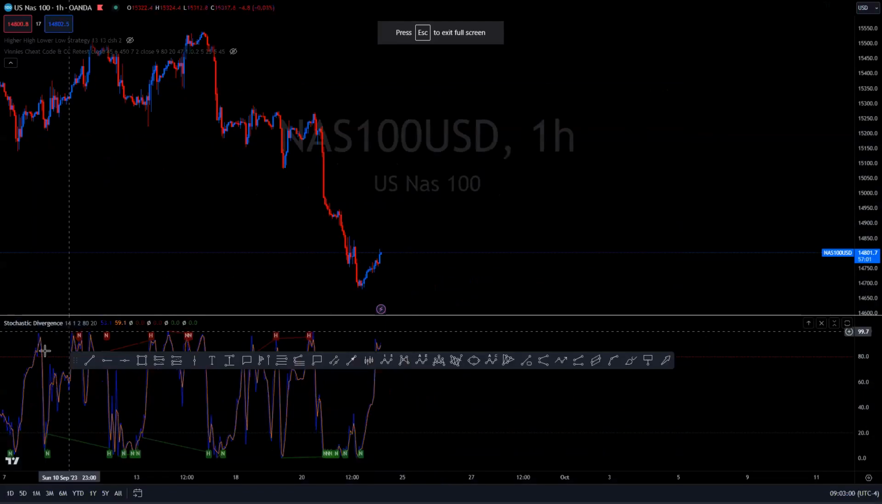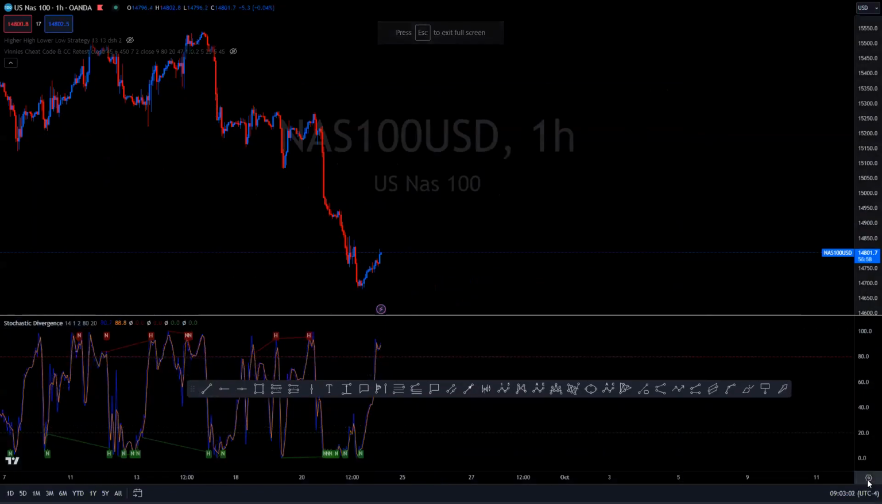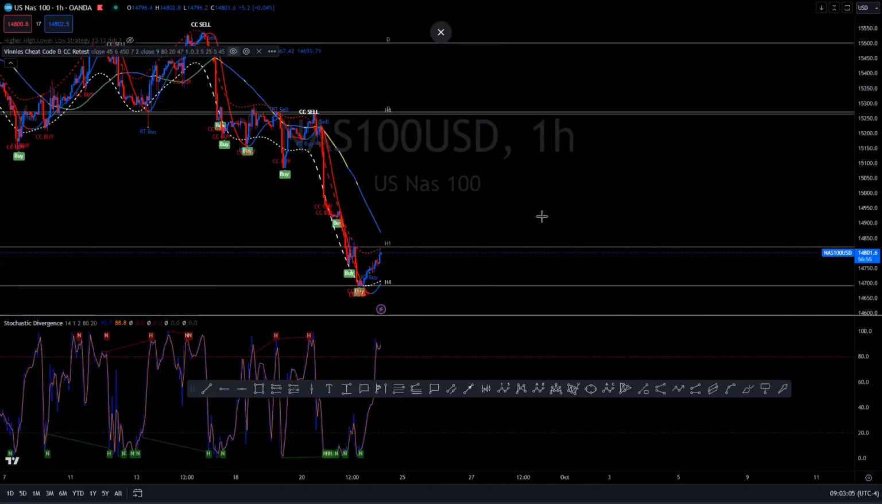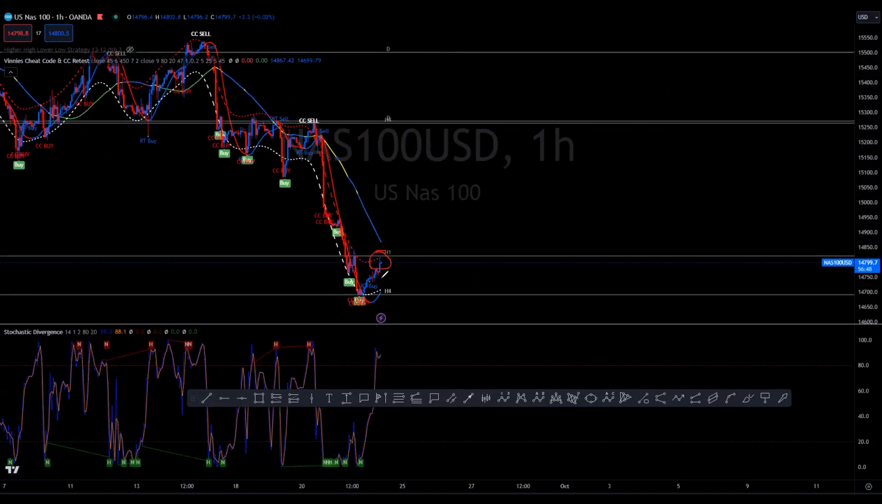So to get started, we're going to turn on the indicator. Currently, we do not have a cheat code signal on current price. But price just did a very strong buy, got a retest buy signal. So there's probably a sign that price is starting to go bullish possibly on a current trend.